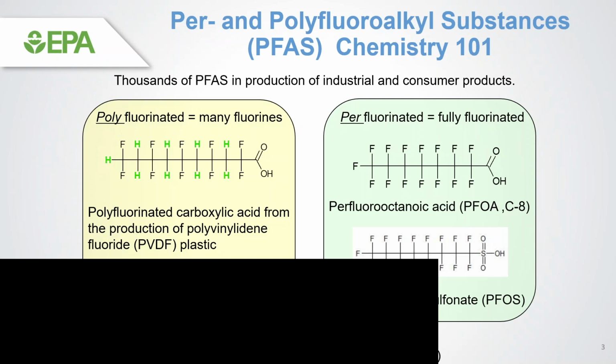So a little bit on PFAS as a class of chemicals, just sort of a 101. I'm going to cover really quickly a couple of slides for those that aren't familiar. As of the last count, there are thousands of PFAS in production for industrial and consumer products. They are both polyfluorinated, meaning that they have many fluorines, and perfluorinated, meaning they're fully fluorinated. This is also a relatively fast evolving industry.